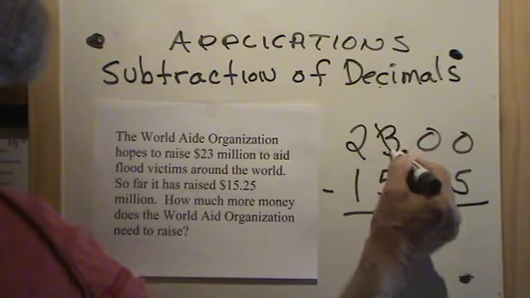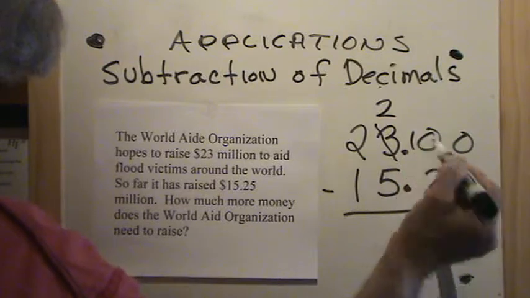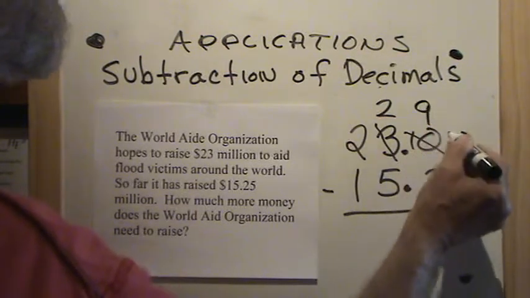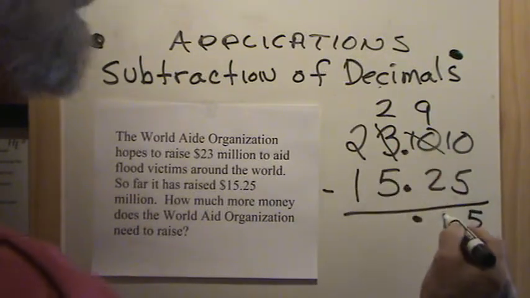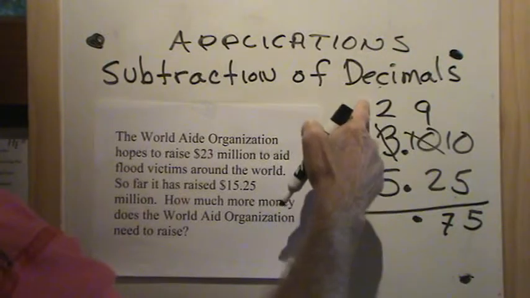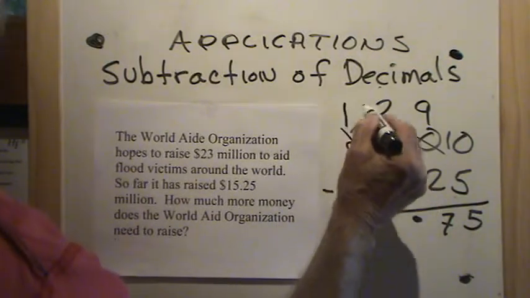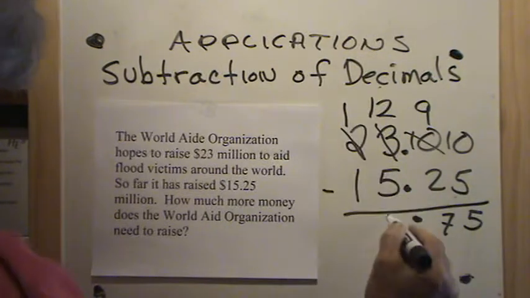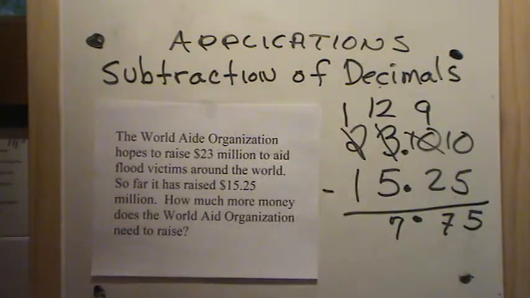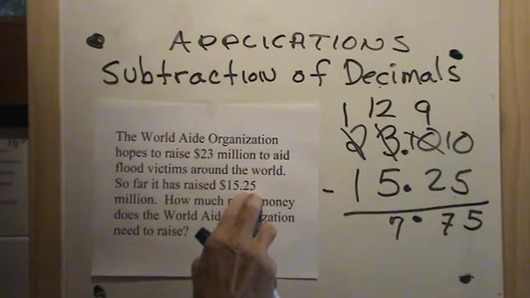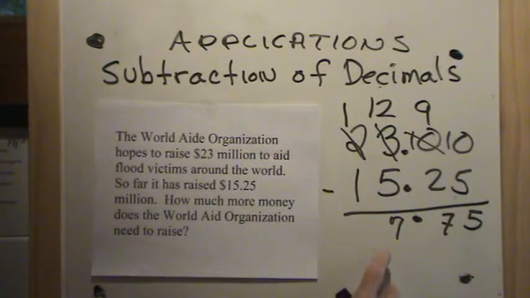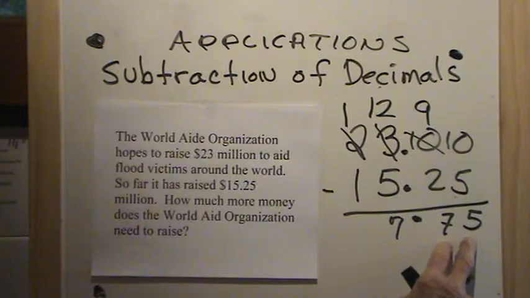Well, okay, I have to borrow here, so this becomes 2 and that becomes 10, but I have to borrow from that, and that becomes 9 and that becomes 10. 10 take away 5 is 5. 9 take away 2 is 7. 2 take away 5, I cannot do that, so I have to borrow, and that becomes 12. 12 take away 5 is 7. 1 take away 1 is 0, so we don't do anything. So they want to raise 23 million. They have raised 15 and 25 hundredths million, and so they need 7 and 75 hundredths million more that they have to raise by subtraction.